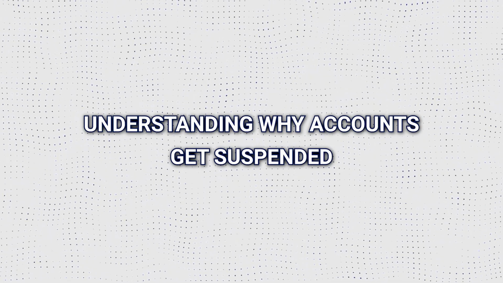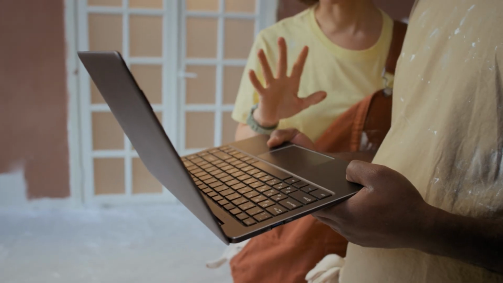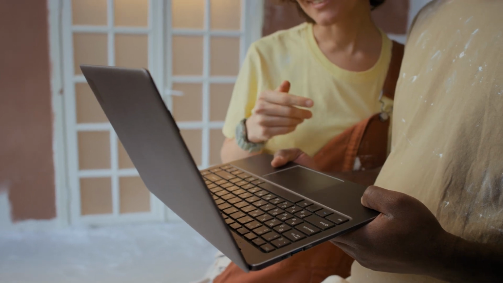Now, before you can recover your account, you need to understand why Meta suspended you in the first place. Meta usually provides a reason, but you need to know where to look. So check your email first. Meta typically sends a notification to the email address associated with your account. If there's nothing there, just log into your Business Manager. Sometimes the reason appears directly in the interface when you try to access your account.